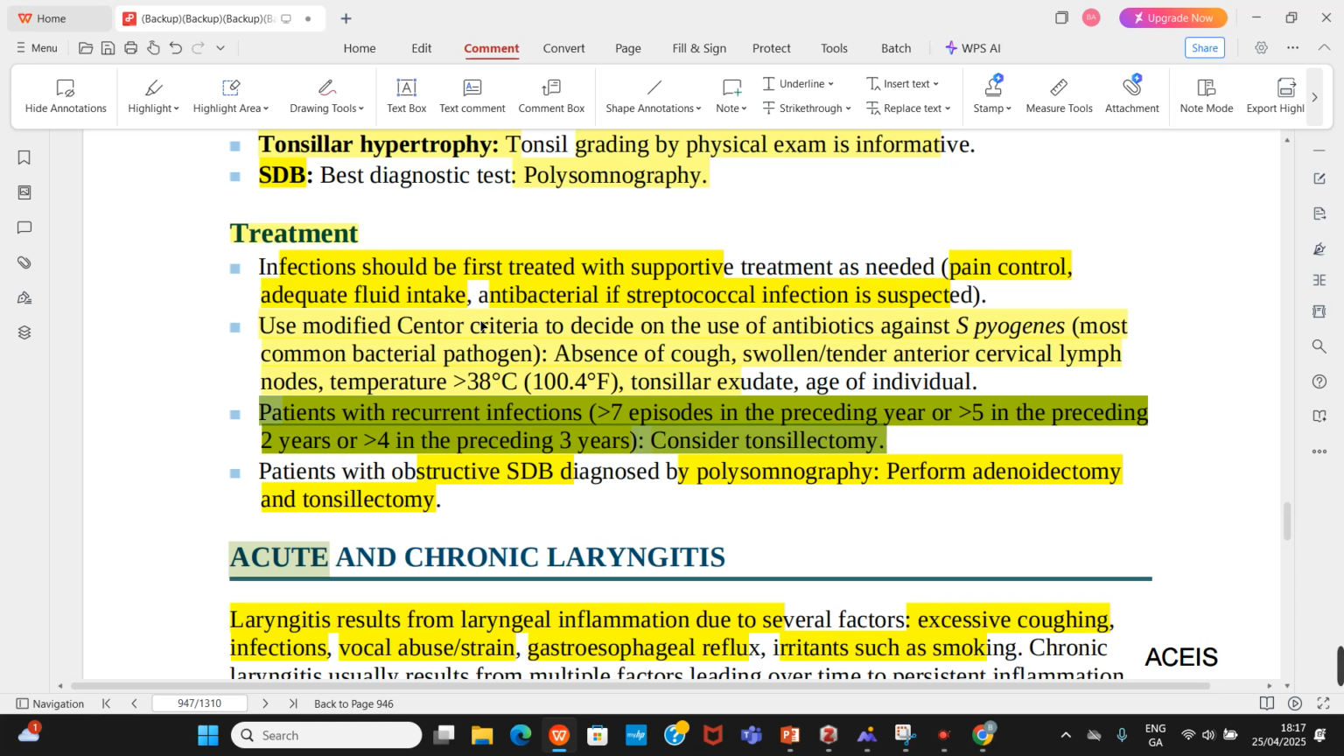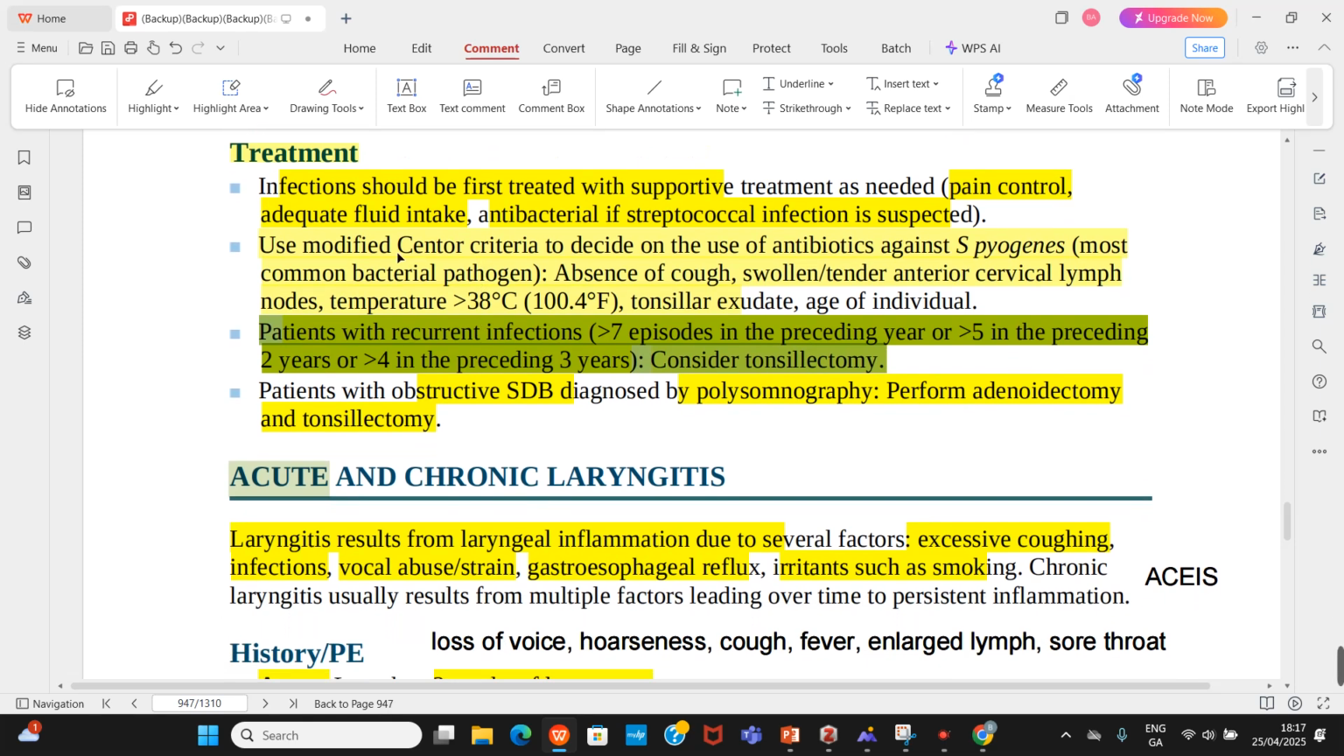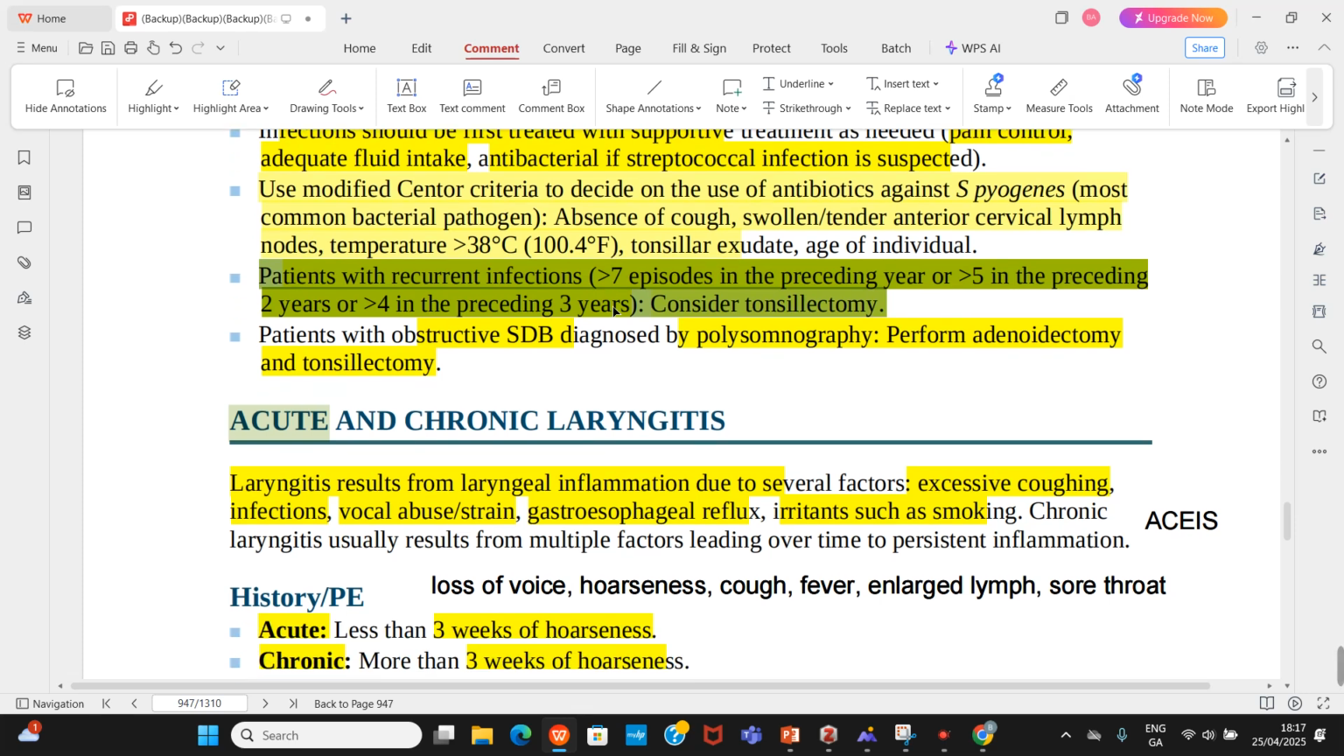So most of the time, like I said, they are going to have recurrent infection, particularly infection of the ear. It can affect the sinuses. So treat the infections with antibiotics. You can use your Centor criteria to quickly rule out whether group A strep is the cause of the infection or not. But most people with recurrent infection, you have to do an adenotonsillectomy. Just go and remove the tonsils. Just take them out.